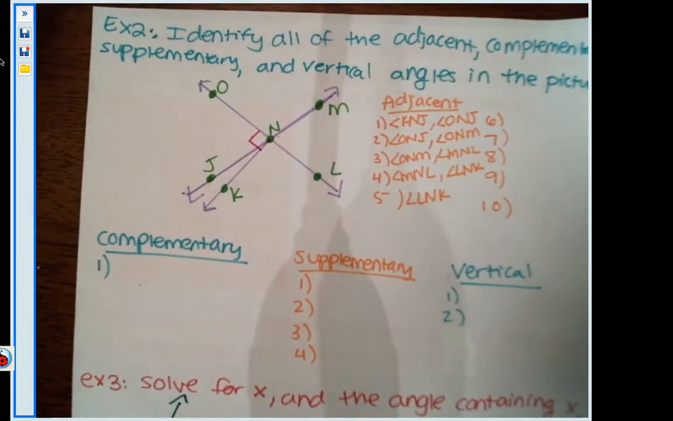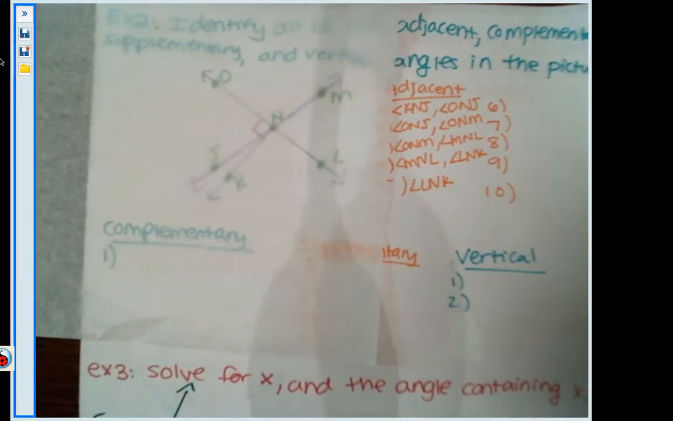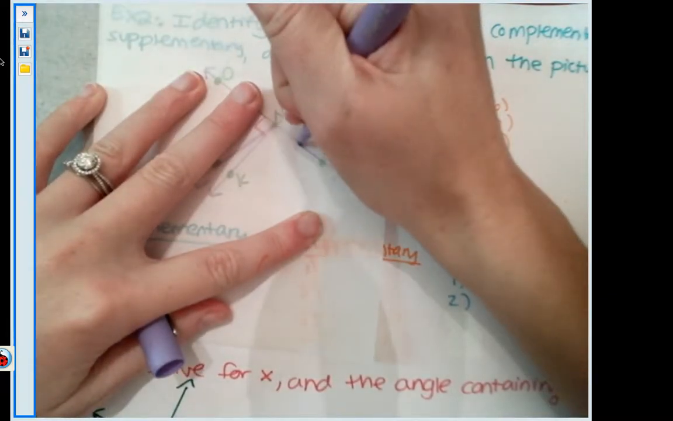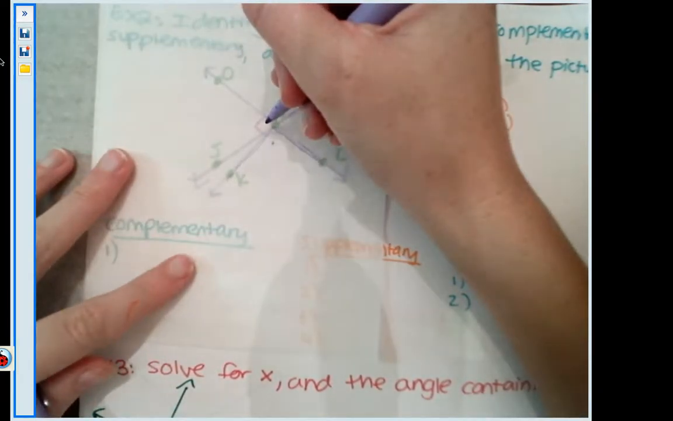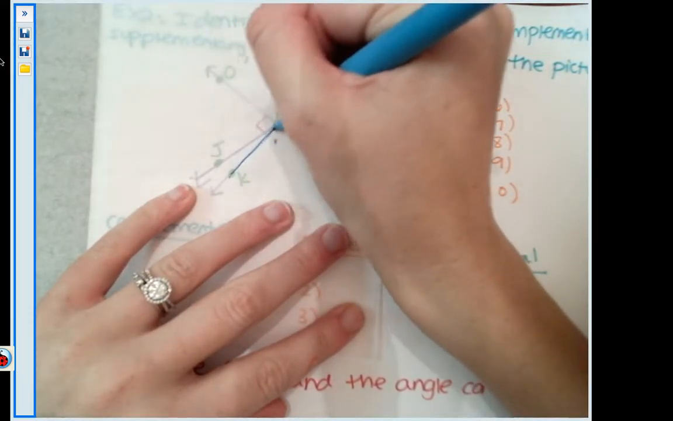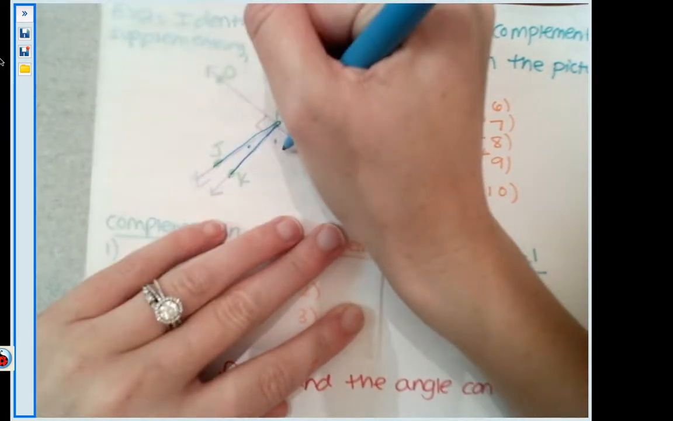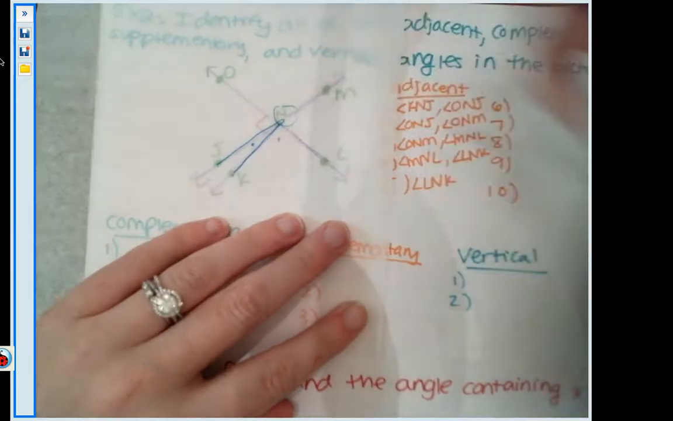Which I think this one's full, so I'm going to go to a different sheet. Alright, so angle LNK is right here. L to the N to the K. The angle right next to this angle is the little guy that we started with, KNJ. So it's right next to angle KNJ. They are right next to each other, they share a vertex point, and they don't overlap.